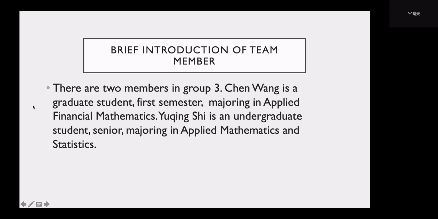So we are two members in group 3 working on this project. My name is Yuqing Shi, an undergraduate student, a senior, majoring in applied mathematics and statistics. I'm a double major, and this is my first year at UConn. Hi, my name is Chen Wang, and I'm a graduate student. This is my first semester here at UConn, and my major is applied financial mathematics.